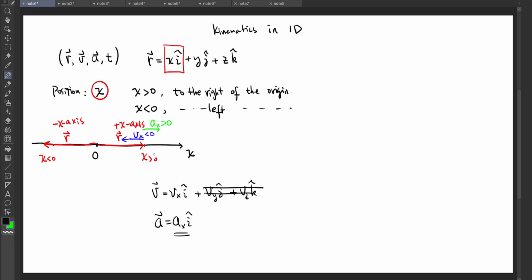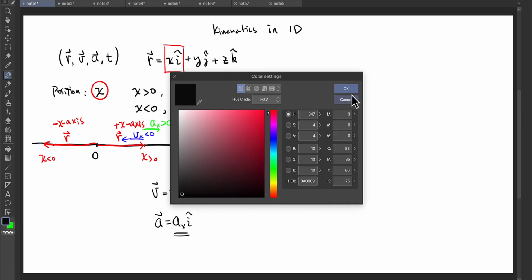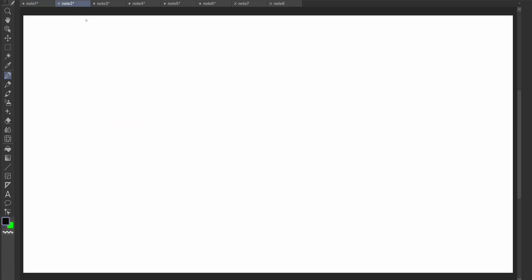All right, so that's the several vectors in 1D. They simplify to just their x component, and later on we just focus on the x component. Okay, so let's move on to some diagrams.